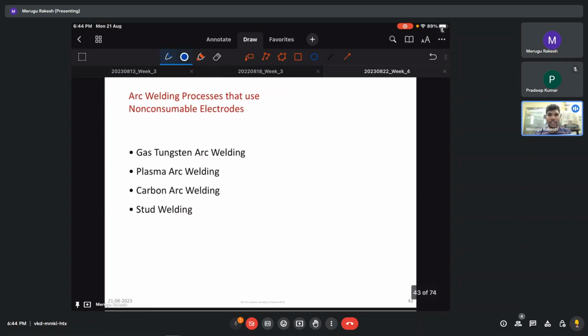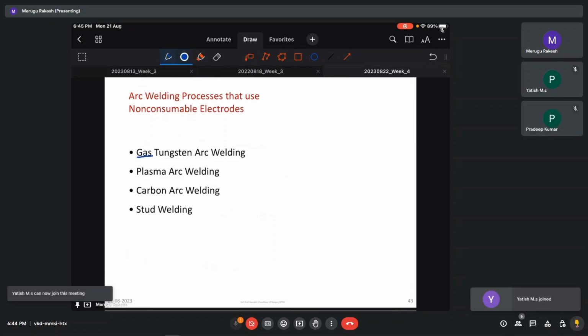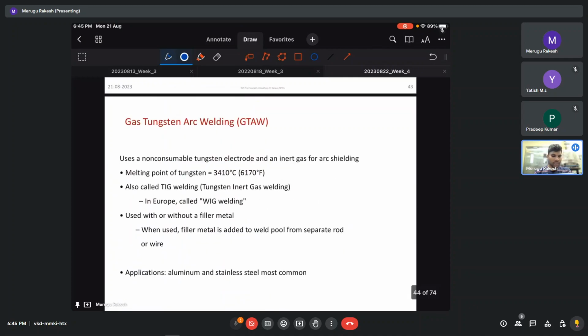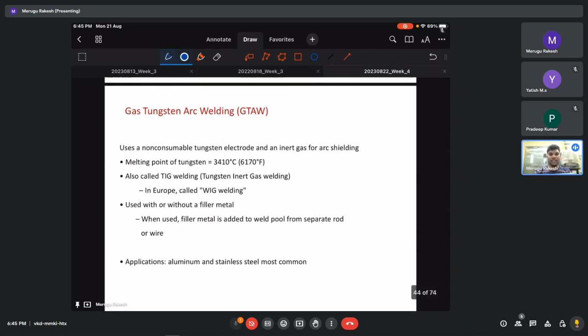So now let us see different types of arc welding processes which do not use consumable electrodes, such as gas tungsten arc welding. So this gas represents that there is a shielding gas, and this tungsten represents that we are using a non-consumable electrode. So these are the key terms that tell about this process. Then we have plasma arc welding, carbon arc welding, and stud welding. Okay. So let us discuss this gas tungsten arc welding.